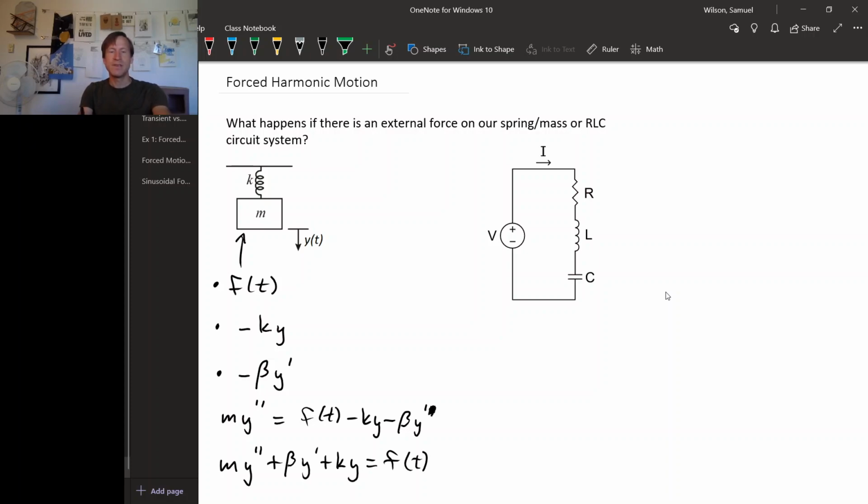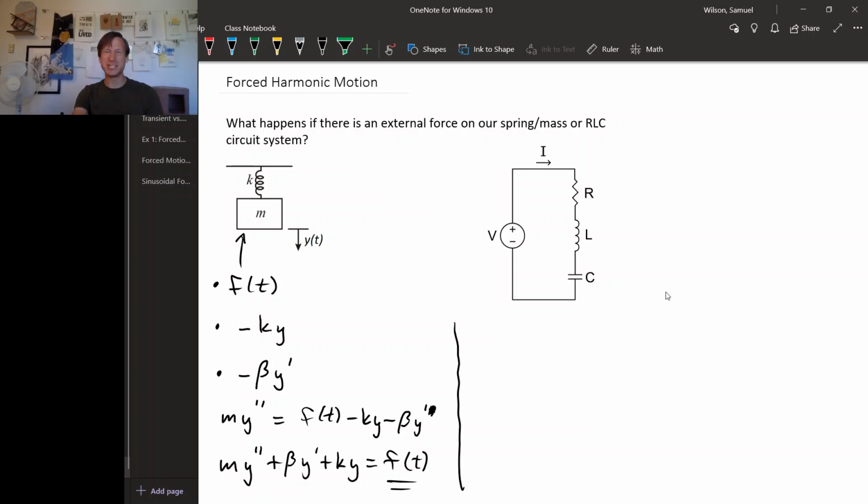So we see in this case, this external force really just shows up as an inhomogeneous term in our second order linear constant coefficient differential equation. And we do have tools for solving inhomogeneous second order linear differential equations, so we should be able to handle this scenario. Now let's look at how this works out in the circuit situation.